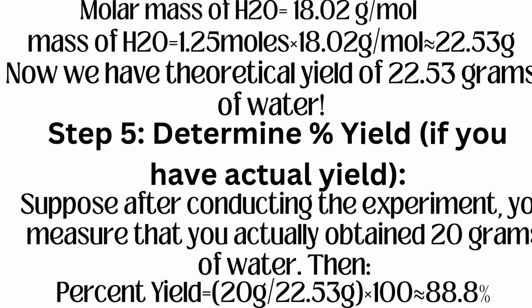Step 5. Determine percent yield if you have the actual yield. Suppose after conducting the experiment you measure that you actually obtained 20 grams of water. Then, percent yield equals 20 g divided by 22.53 g times 100, which is approximately 88.8%.